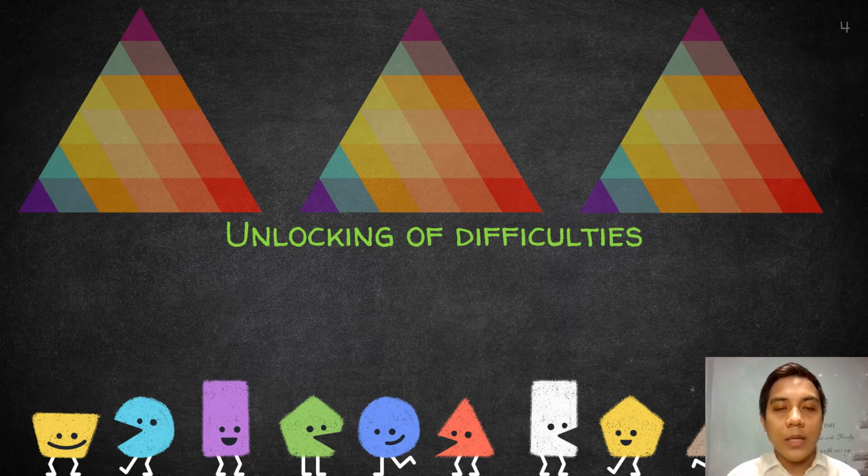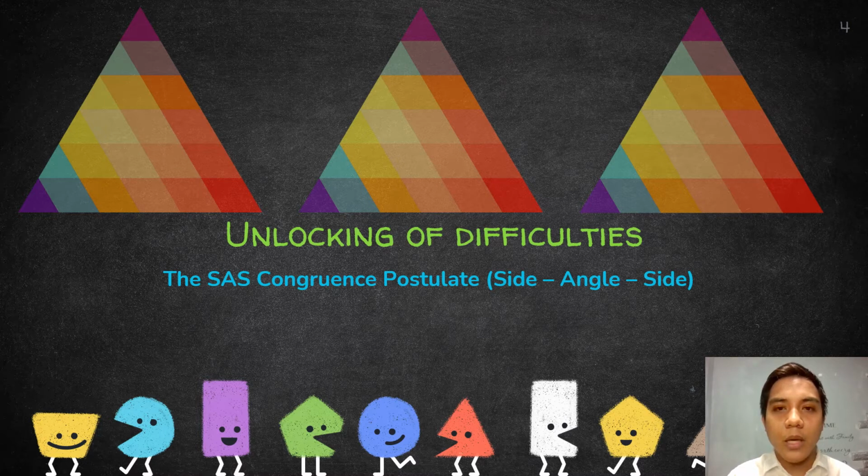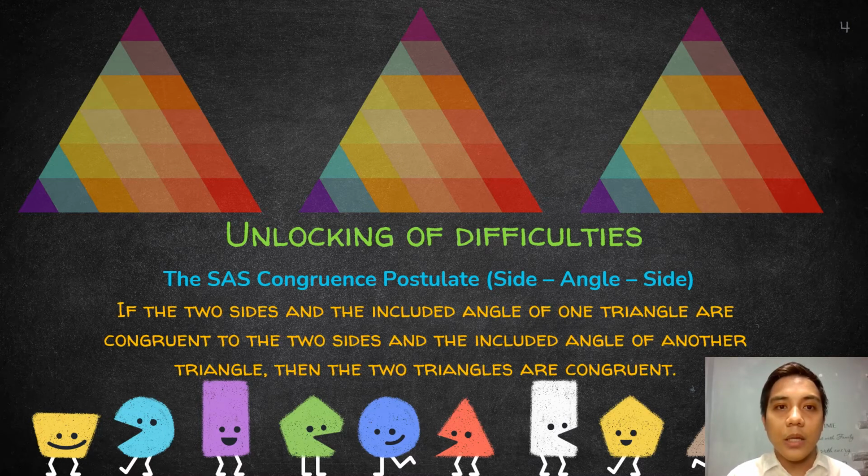In the previous lesson about the SAS congruence postulate, it states that if the two sides and the included angle of one triangle are congruent to the two sides and the included angle of another triangle, then the two triangles are congruent. And this idea will be useful in today's discussion.